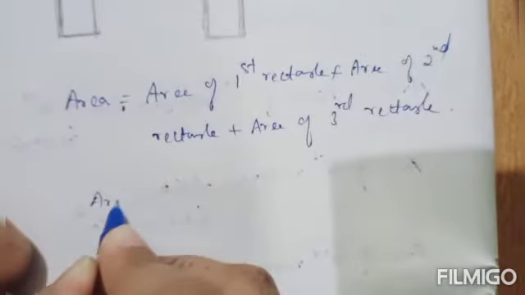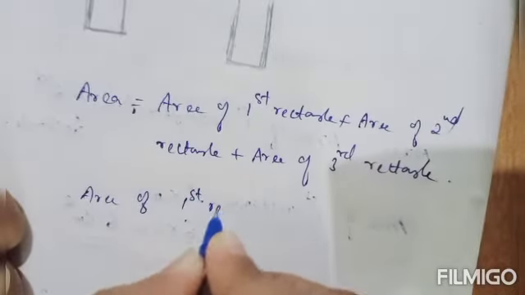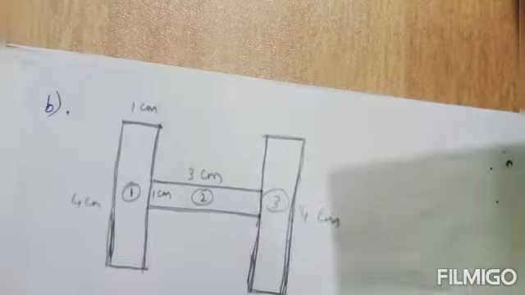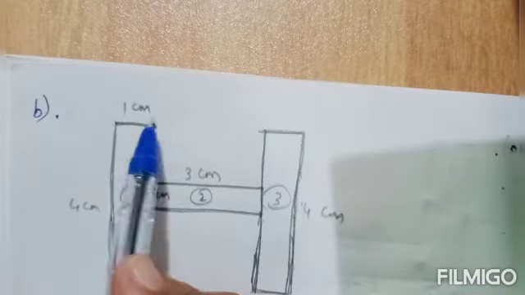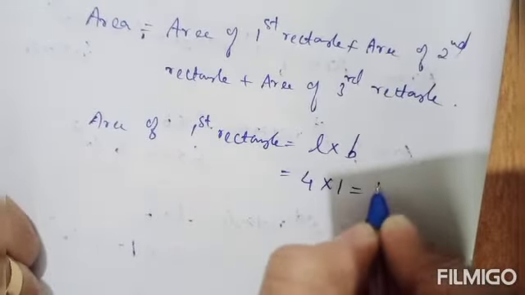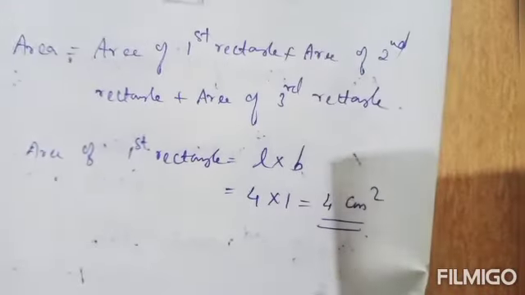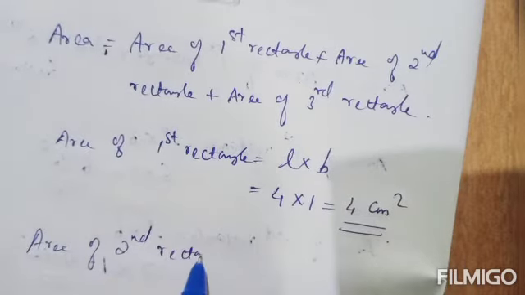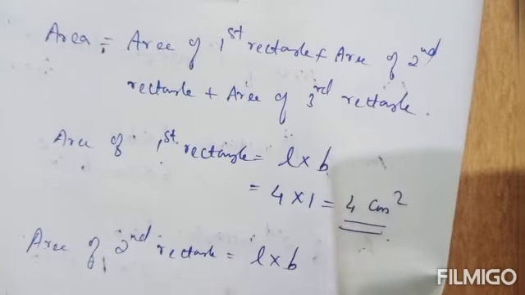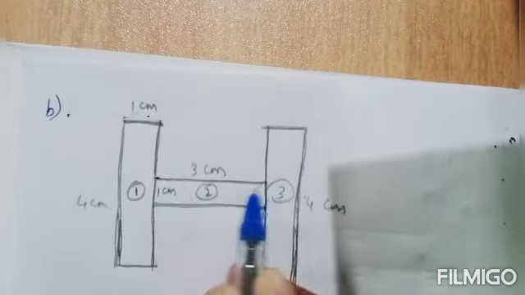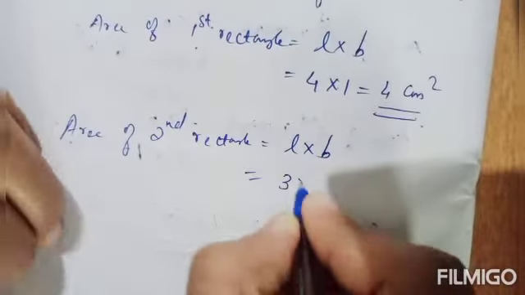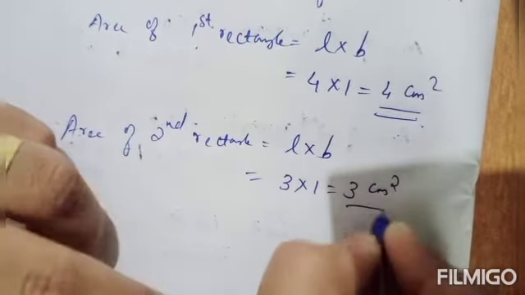Now the area of the first rectangle, how can you find it? The formula for the area of a rectangle is length into breadth. For the first rectangle, the length is given as 4 centimeter and the breadth is 1 centimeter. So the area will be 4 into 1, 4 centimeter square. Okay, the area of the second rectangle is also length into breadth. Here the length is given as 3 centimeter and the width is 1 centimeter. So what will be the area? It is 3 into 1, you will get 3 centimeter square.